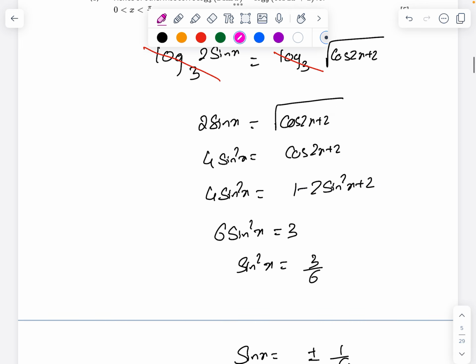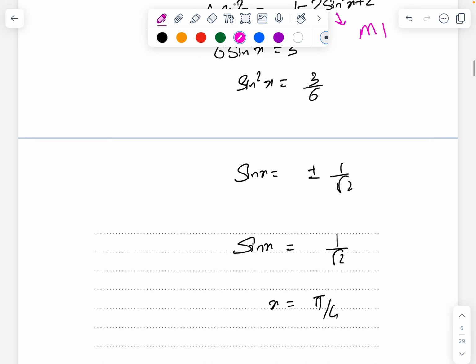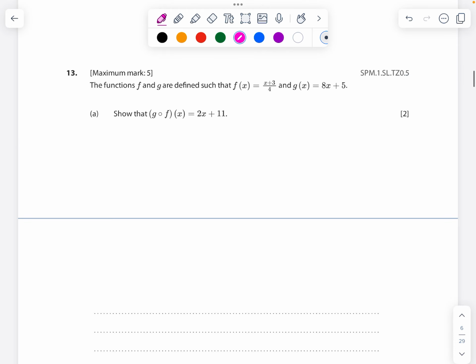So to write this step is 1 mark. Get this step is another 1 mark, and use the formula over here gives me my method 1 mark, and sin x is again accuracy 1 mark, and this is accuracy 1 mark.